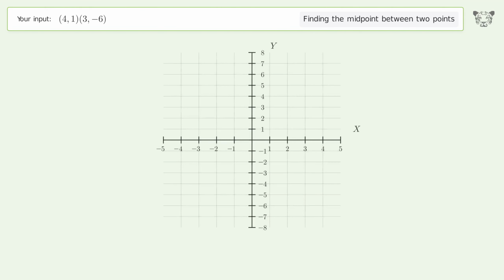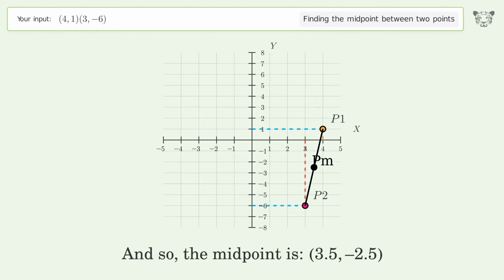And so, the midpoint is 3.5, negative 2.5.